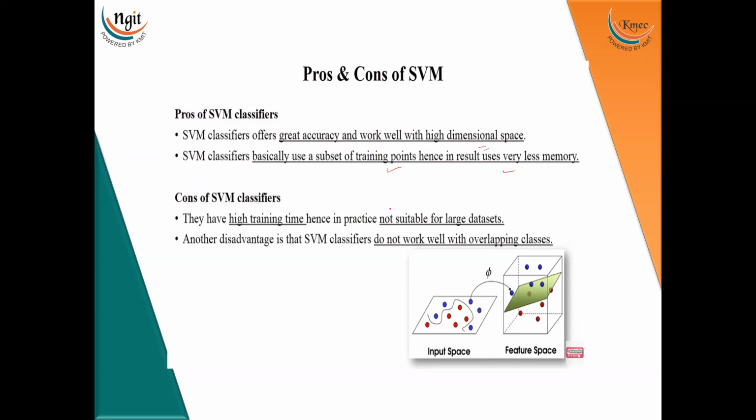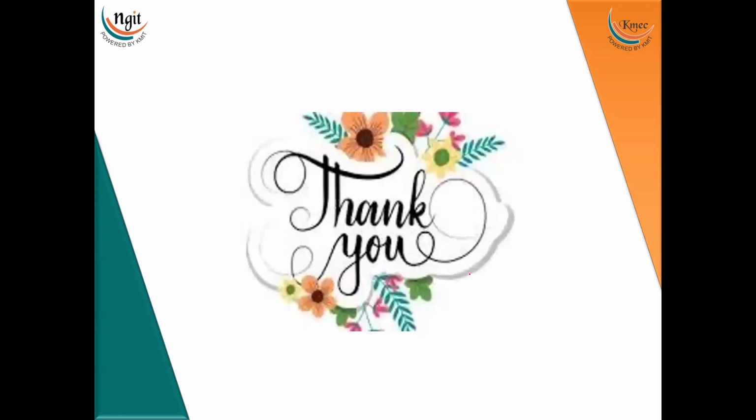in real-time applications, when we have a large data set, it is going to have a high training time. So in practice, for real-time applications, it may not be suitable for large data sets. Another disadvantage is that it does not work well with overlapping classes. When we have an overlap of two different classes, sometimes SVM doesn't give us accurate results. This is one of the disadvantages of SVM.